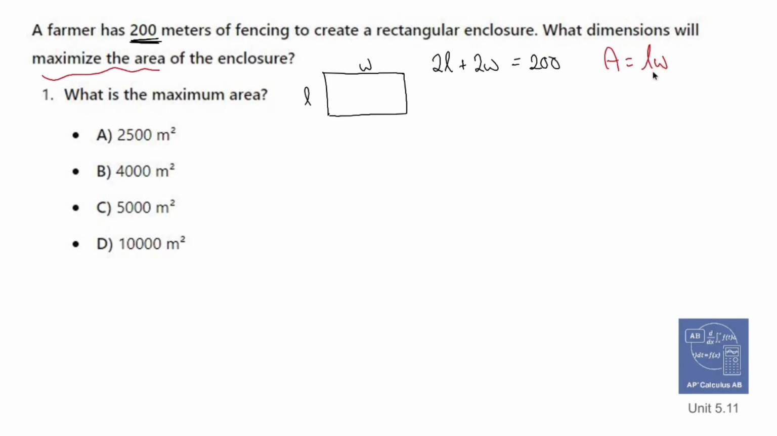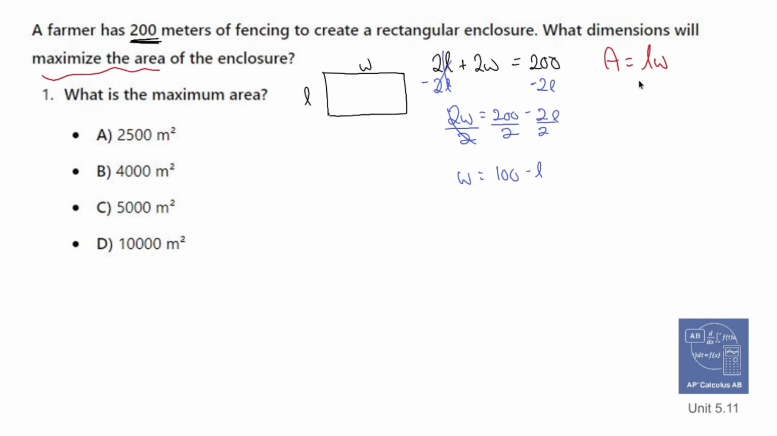Now, my job is to maximize this, which means I want to take the derivative of that. Right now, I don't want to because there are 2 different variables. Oh, but since I have this equation, I could solve this equation for L or W, plug it into that one, and I only have 1 variable to deal with. So let's do that. Let's solve it for W. Let's subtract 2L, cross it out. 2W equals 200 minus 2L, like so. Divide everything by 2. W equals 100 minus L.